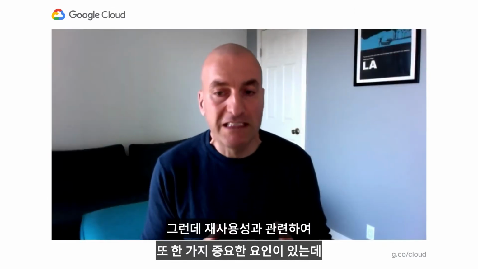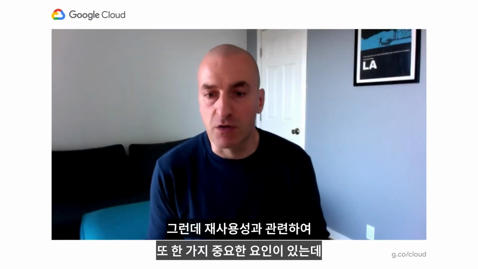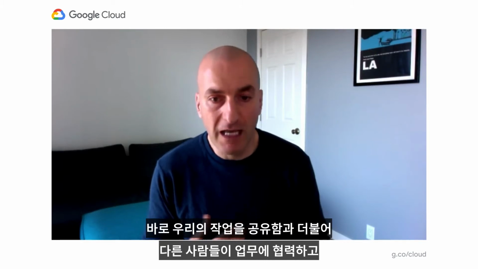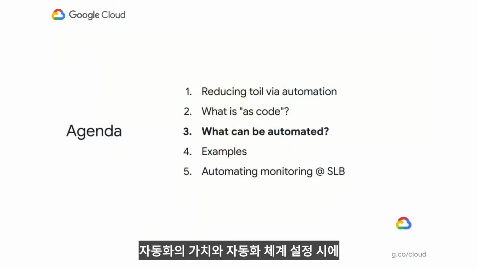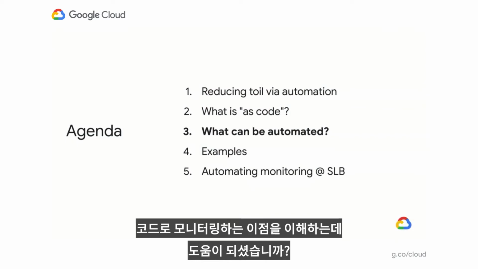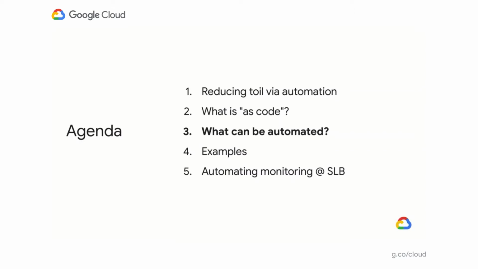One important thing we want to achieve is the other side of the reusability coin. We want to both share our work and enable others to collaborate and contribute to it. And this is where code management is incredibly important. So I hope that you're now convinced of the value of automation in general and applying as-code principles to configurations specifically at this point.